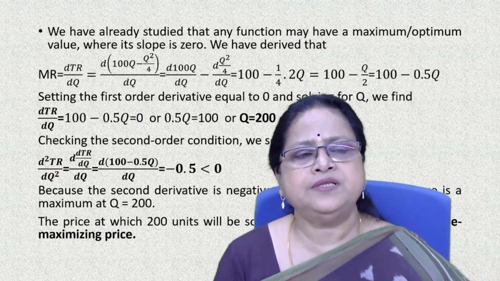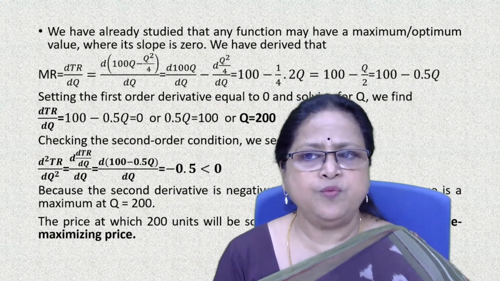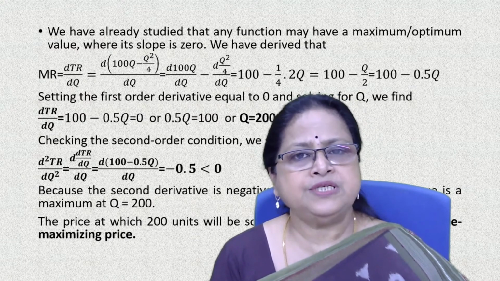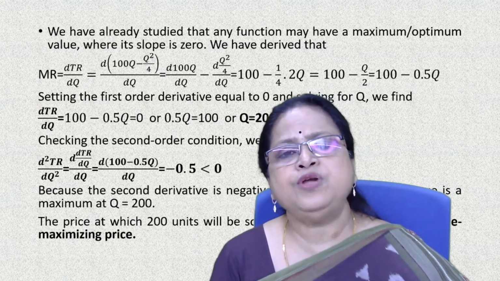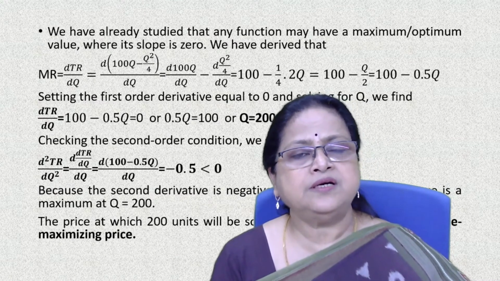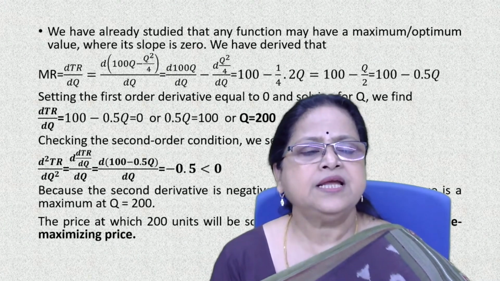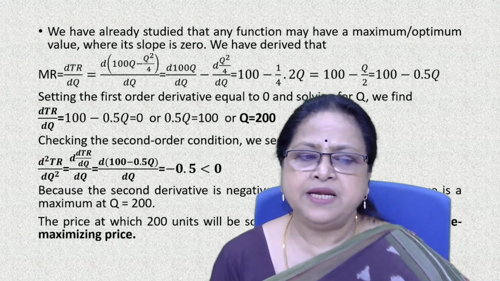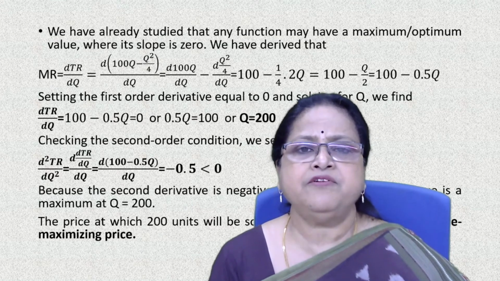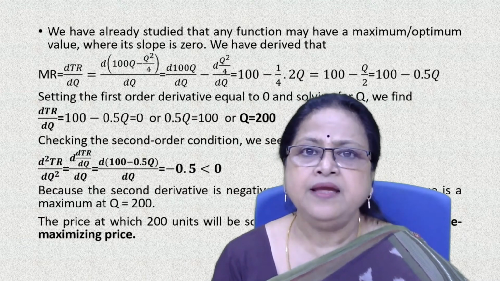And here we are interested in the optimum value in case of revenue, that is maximum. So we have to look for the MR, that is slope, equal to 0. MR is equal to 100 minus 0.5Q. Now setting that equal to 0, we get Q is equal to 200. And now we have to go for the second order condition. Second order condition is nothing but the second order derivative of TR, or in other words, it is d square TR by dQ square, or the second order derivative is nothing but the first order derivative of MR, because MR is equal to dTR by dQ.